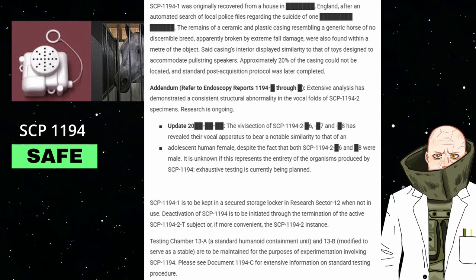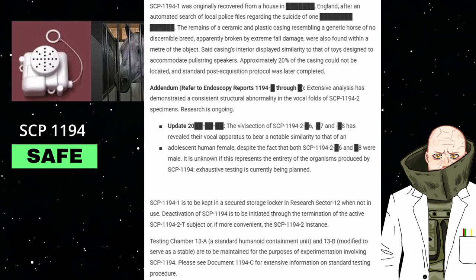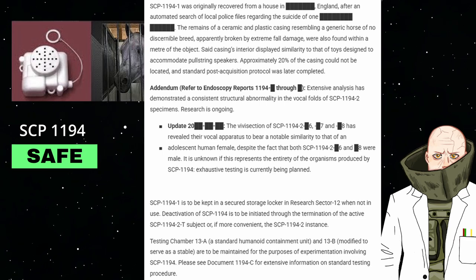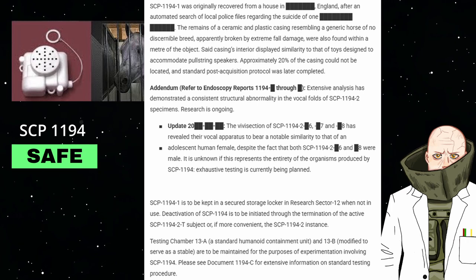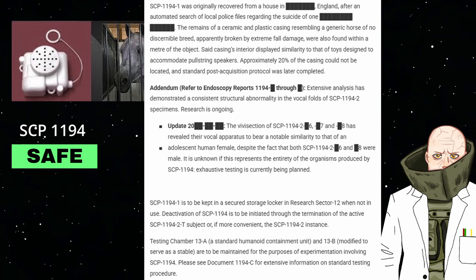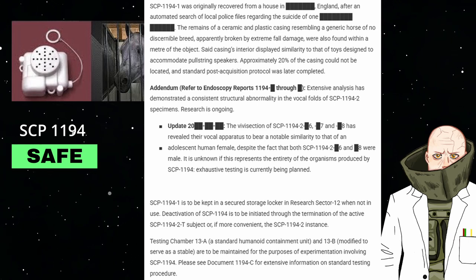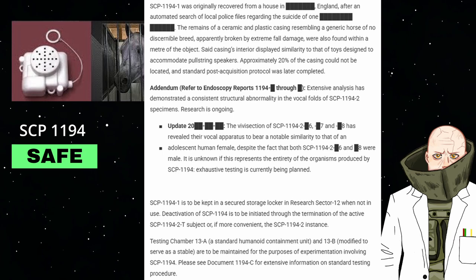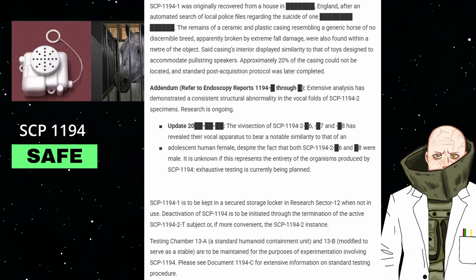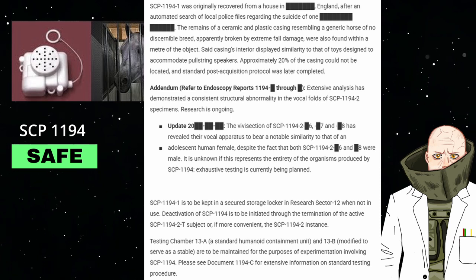1194-1 was originally recovered from a house in [REDACTED], England, after an automated search of local police files regarding the suicide of one [REDACTED]. The remains of a ceramic and plastic casing resembling a generic horse of no discernible breed, apparently broken by extreme fall damage, were also found within a meter of the object. Said casing's interior displayed similarity to that of toys designed to accommodate pull-string speakers. Approximately 20% of the casing could not be located, and standard post-acquisition protocol was later completed.